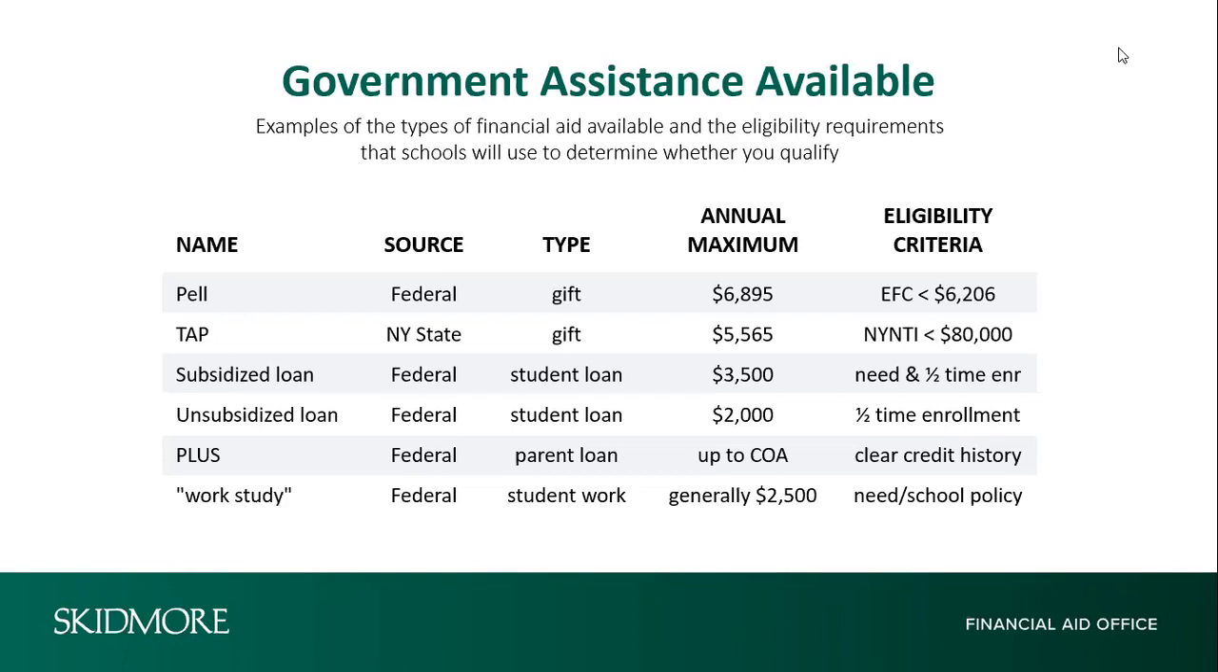In addition to that subsidized student loan, the government also makes available an unsubsidized type of student loan. So it's an additional $2,000. The funds are also from the federal government. There is no need criteria associated with the unsubsidized student loan. The student simply has to be enrolled at least half-time and qualify for federal student aid, generally speaking.